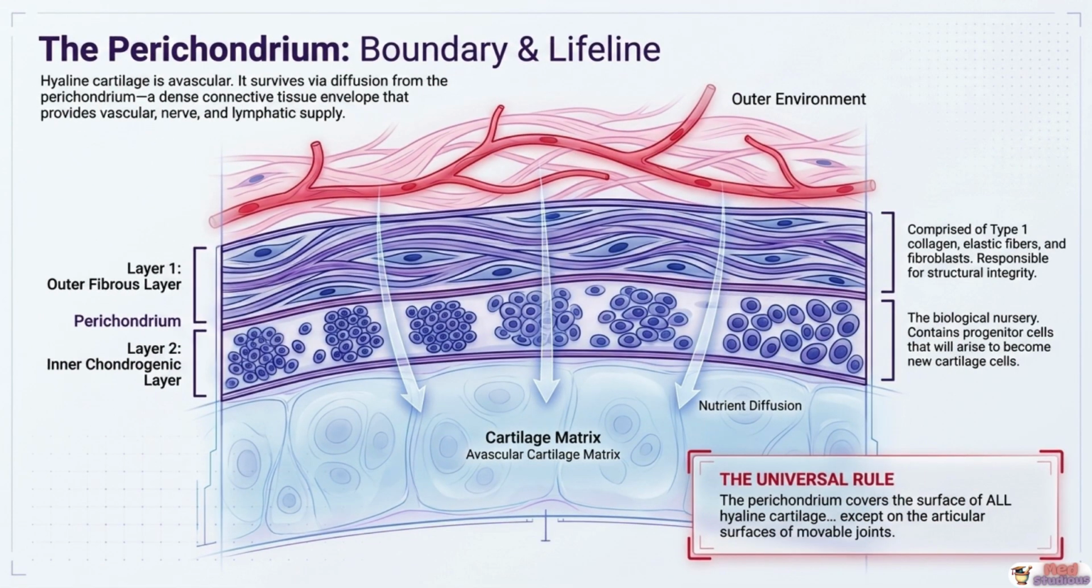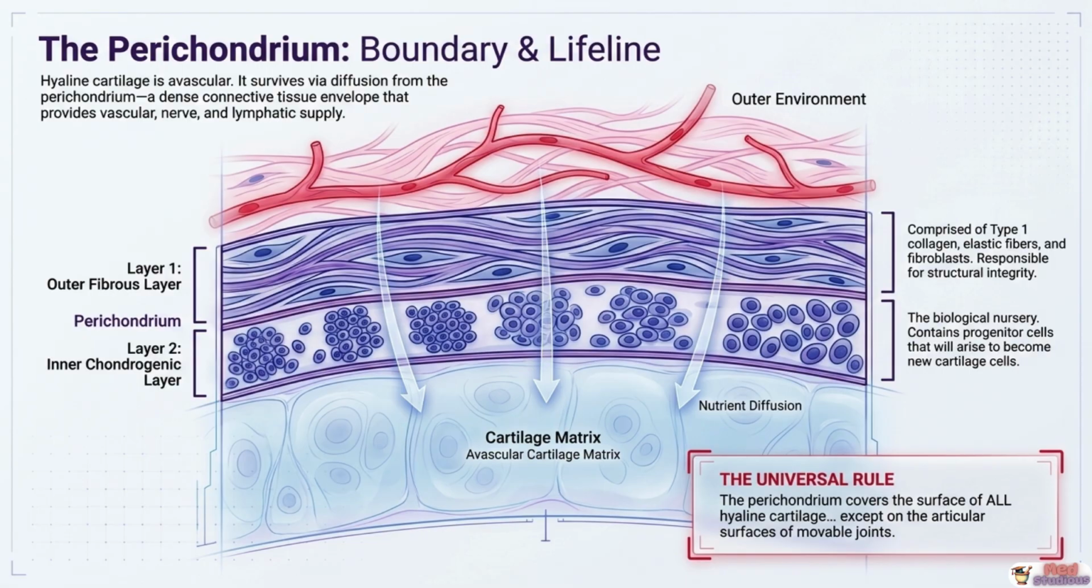One of the most important structural features of hyaline cartilage, and one of the most clinically significant, is its outer envelope, the perichondrium. Because hyaline cartilage is completely avascular, it faces a fundamental survival challenge.